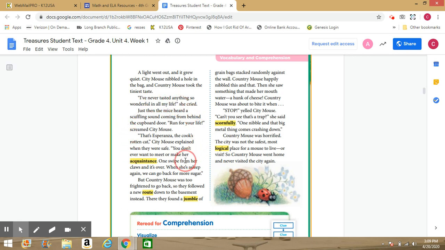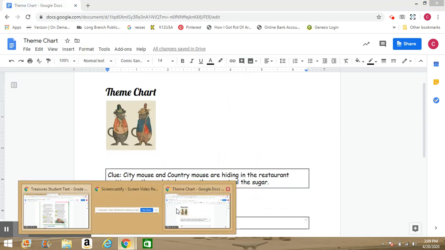So this is another clue that they should not be there, because if that cat sees them, that cat is going to get those mice. So I know that they should not be at the restaurant trying to steal that sugar. So that's my next clue.